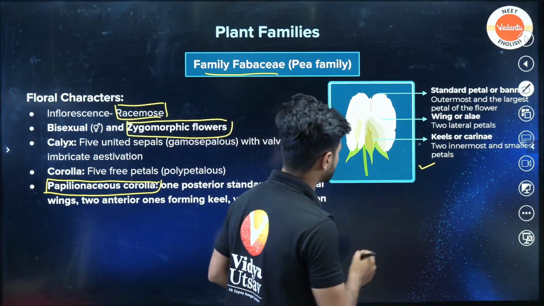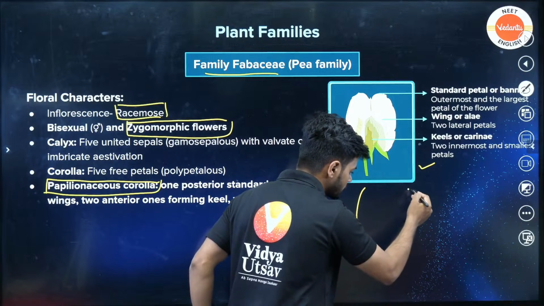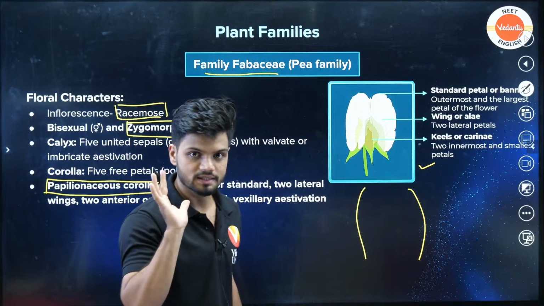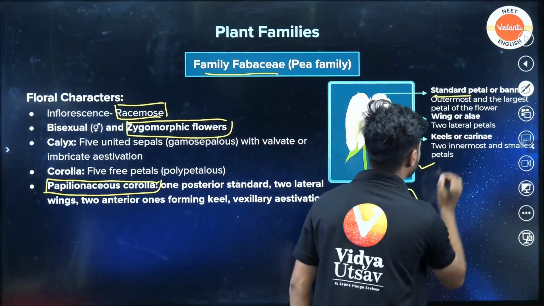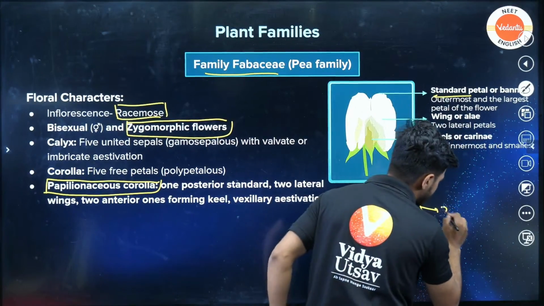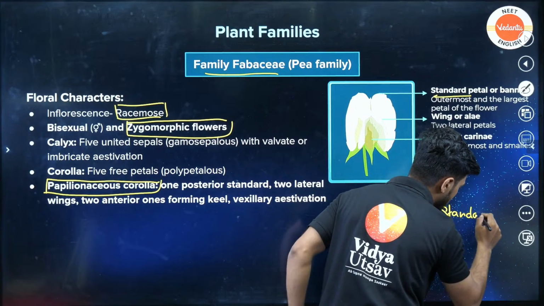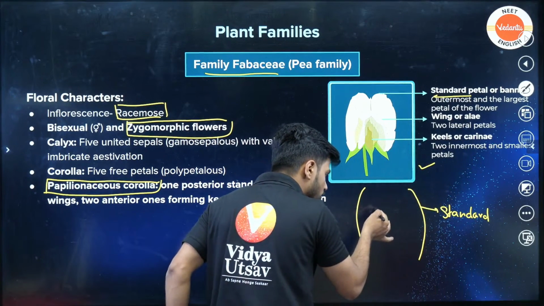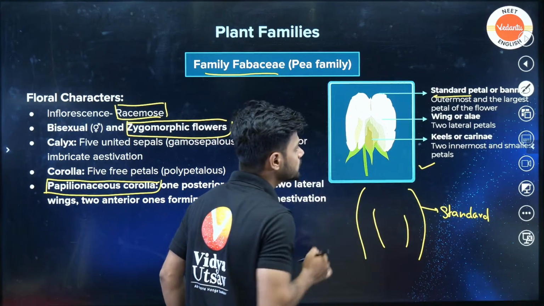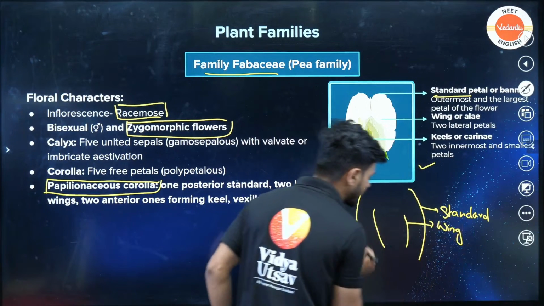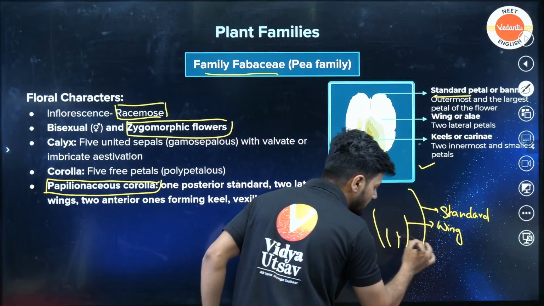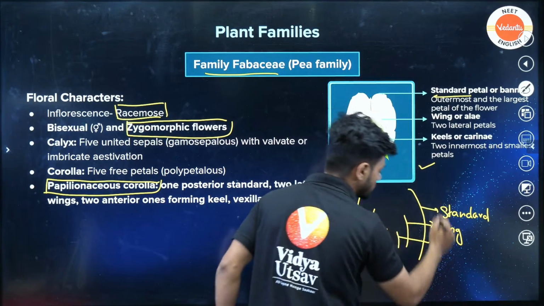In vexillary estivation, we have two outer petals. The two outer petals are called your standard petals, right? The outer petals are called what? Standard petals. Then we have two inner petals. The two inner petals are called your wing petals. And then we have the innermost petals. They are called your keel.